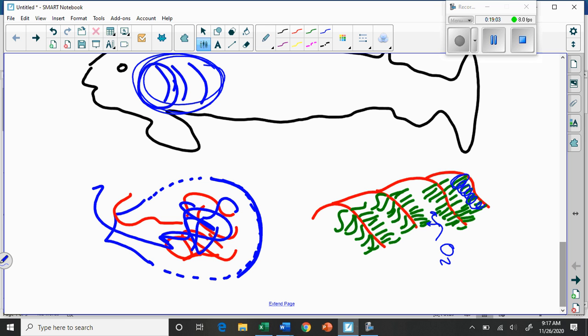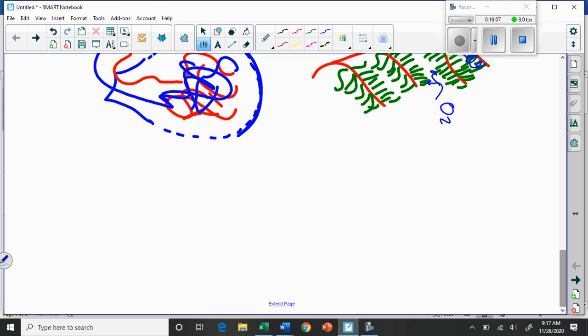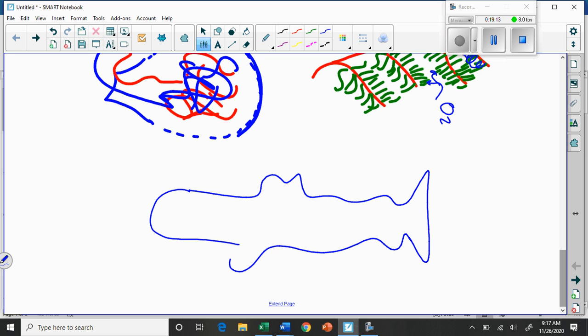And if you think about it, it's fun to think about how things evolved. Inside of a fish, there is a little organ. It's called a swim bladder. And it's basically a little bladder filled with air. And what the fish uses it for is not breathing. What the fish uses it for is to control its buoyancy.